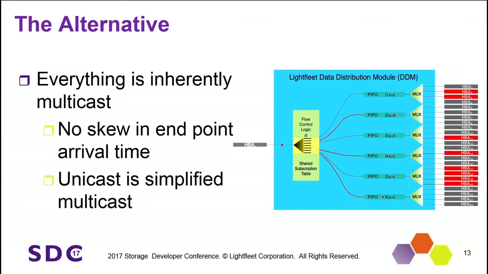Everything in this network is inherently multicast. And there is no skew in the endpoint arrival time. So I showed you that chart a little bit earlier where you're showing the skew and the jitter in that. And I'll show you another chart in just a minute. And unicast is essentially handled as a very simplified case of multicast. But the key is that everything is handled inherently as a multicast packet.